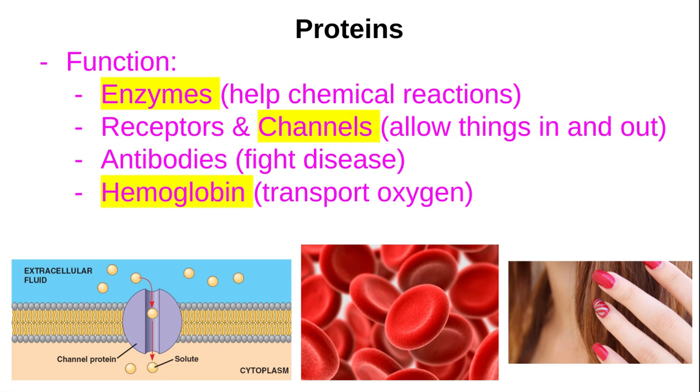They make up hemoglobin. Hemoglobin is an example of a protein. Hemoglobin transports oxygen in our red blood cells. So that's, remember, the thing that had iron that carried the oxygen throughout our bloodstream.